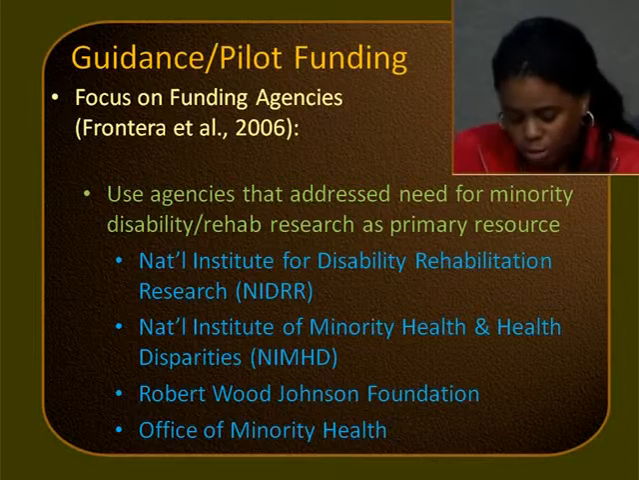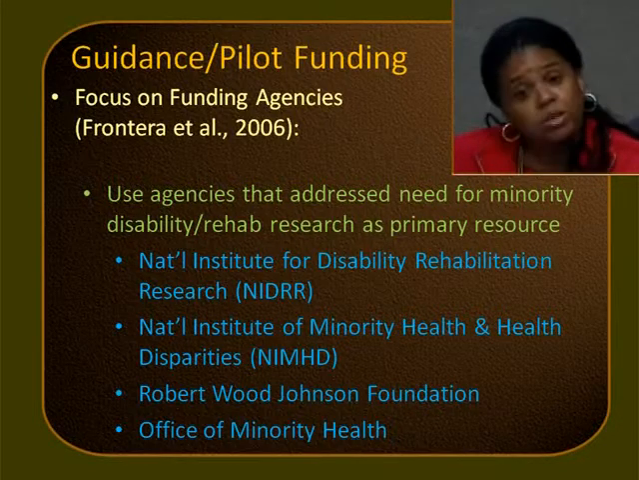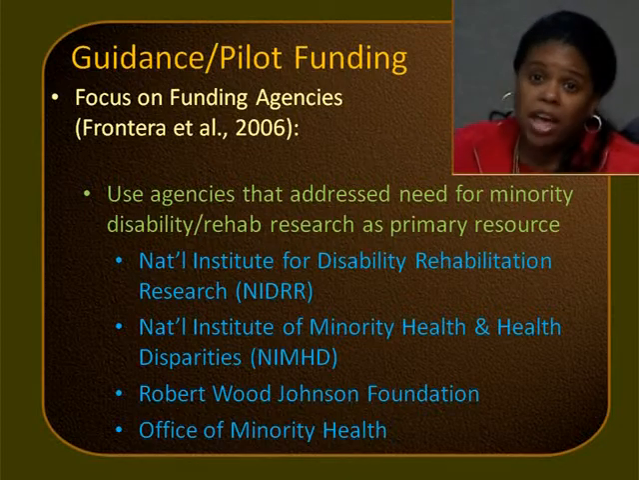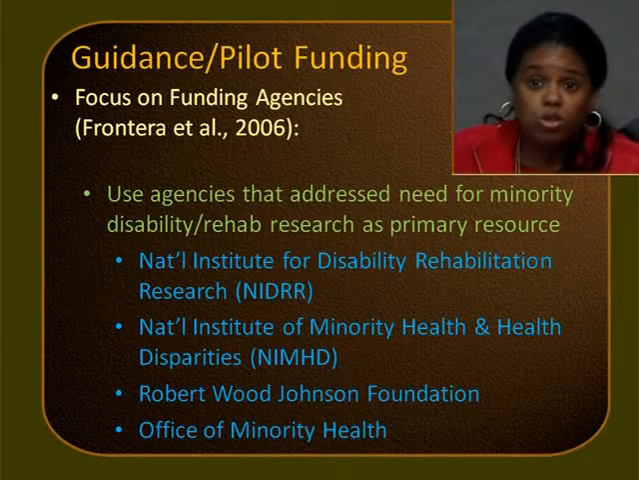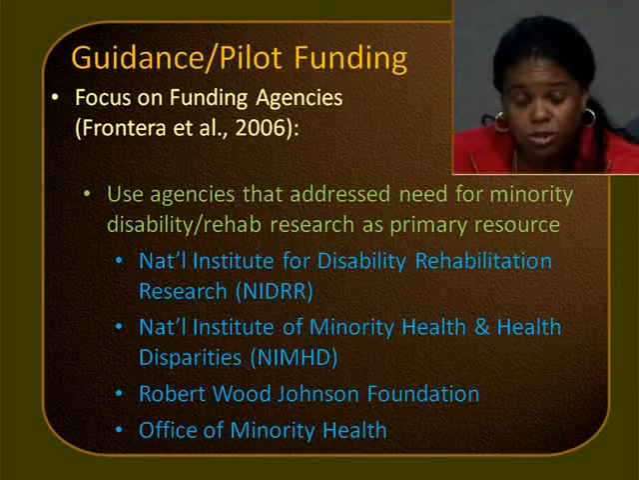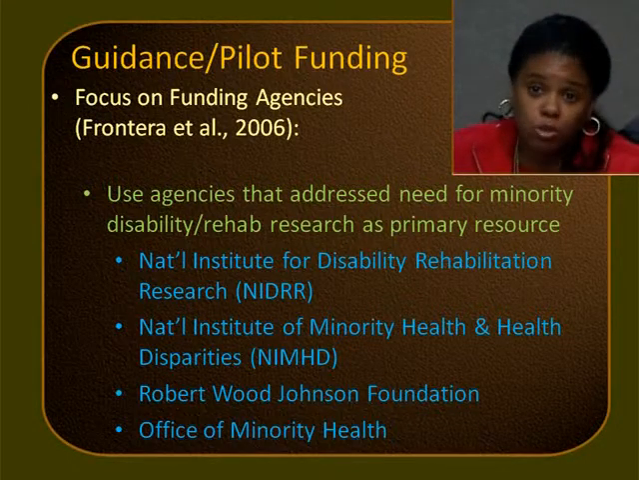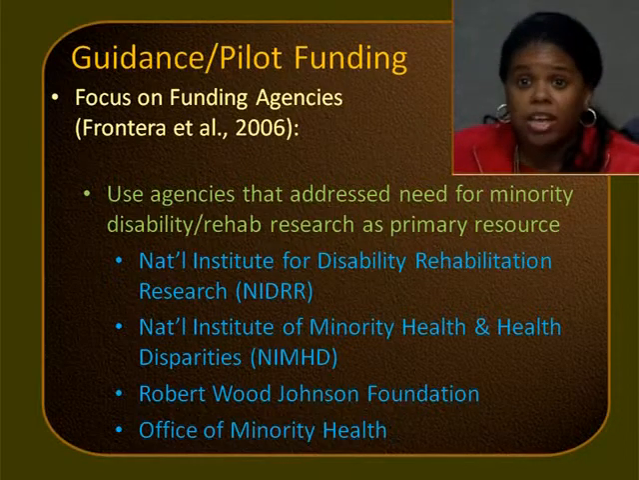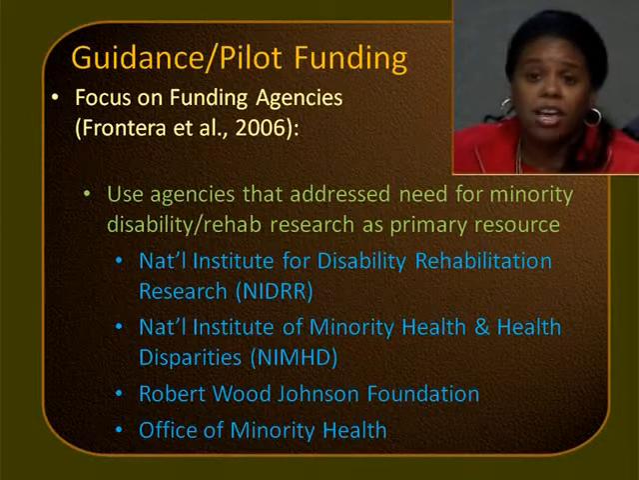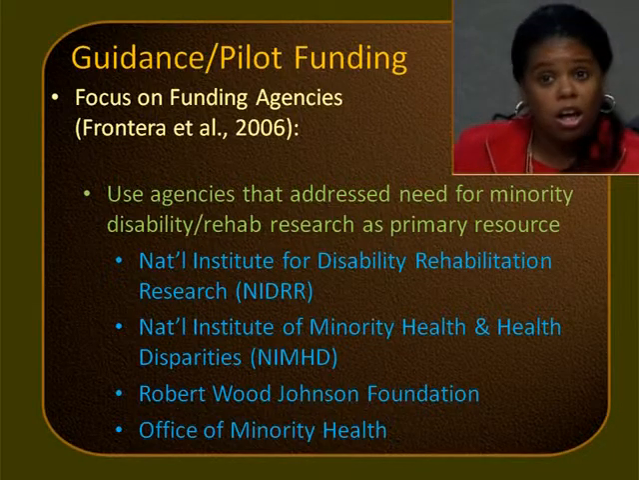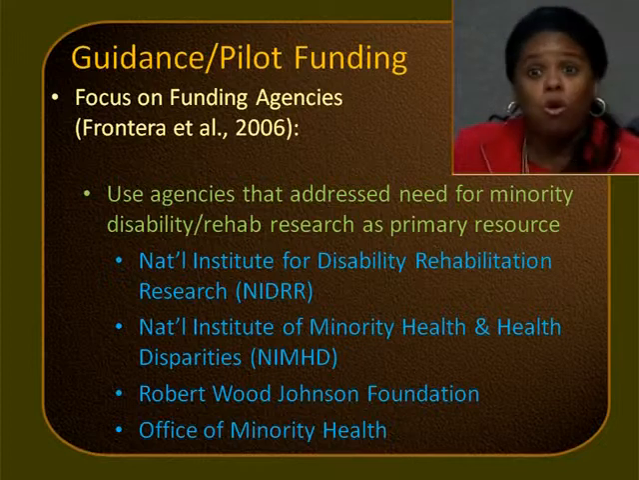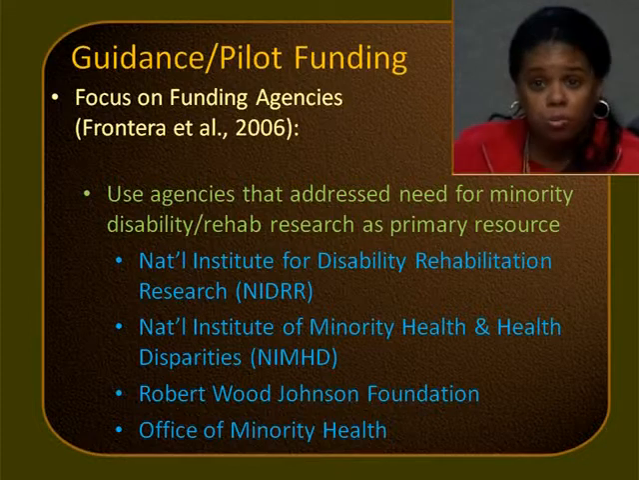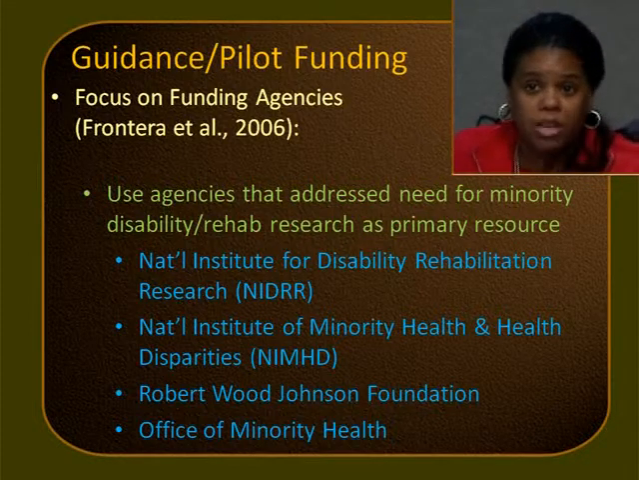The National Institute of Minority Health and Health Disparities, NIMHD, also has some funding that can be geared towards doing pilot research. They have training awards such as T grants, which you can apply for that could help with pilot funding. And then also they have K awards, which are a lot of times either mentored awards or independent awards without mentorship, where it would lead you more towards getting larger grants later on.